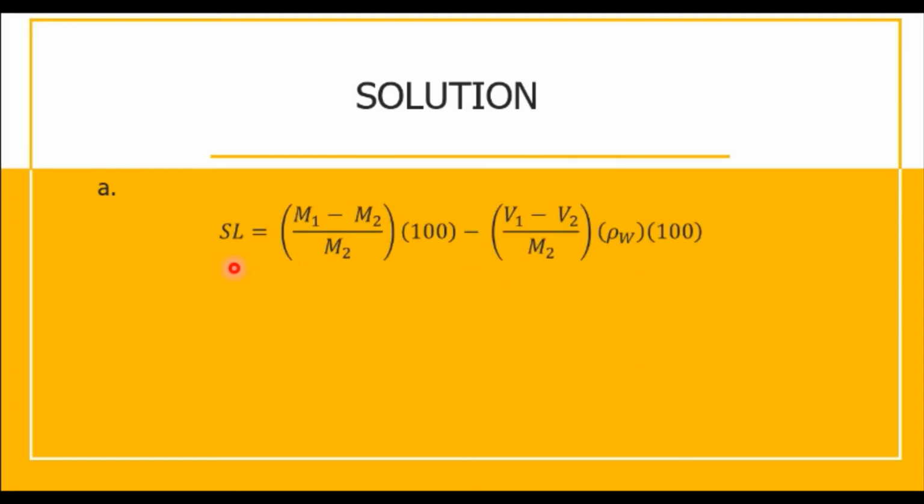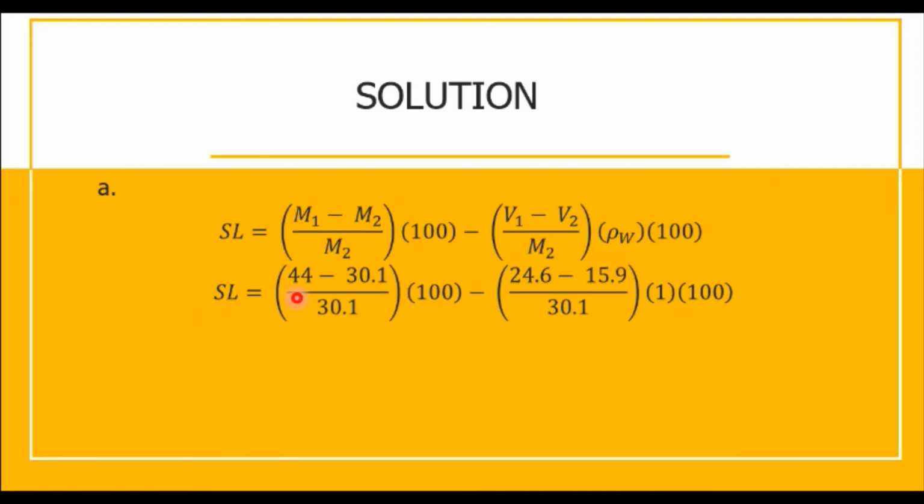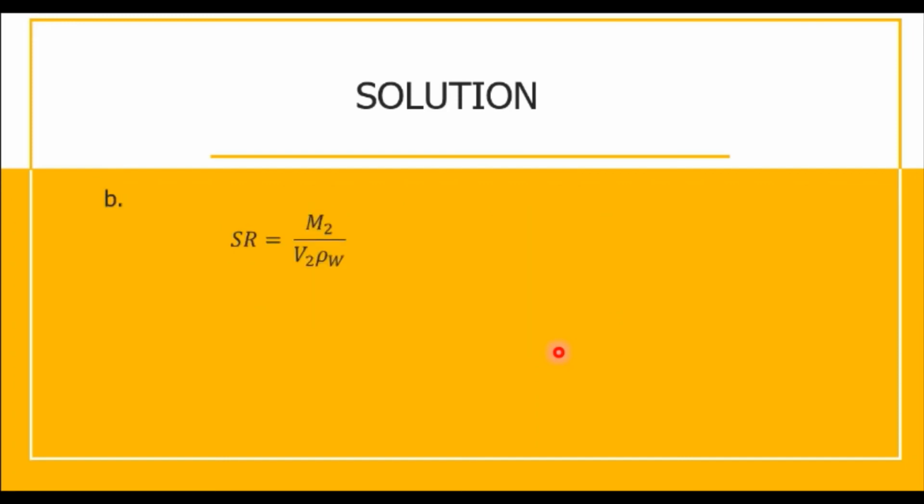In order for us to get it, we have to solve first for the shrinkage limit. And we know that SL is equal to quantity M1 minus M2 all over M2 multiplied by 100 minus quantity V1 minus V2 all over M2 multiplied by the density of water multiplied by 100. Just by substituting the values, we get 44 minus 30.1 all over 30.1 multiplied by 100 minus quantity of 24.6 minus 15.9 all over 30.1 times the density of water in gram per cubic centimeter, which is 1. And then multiply it by 100, we get the value of the shrinkage limit, which is equal to 17.275%.